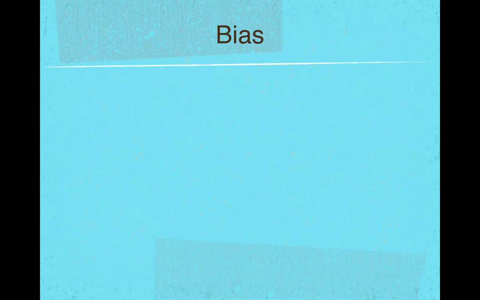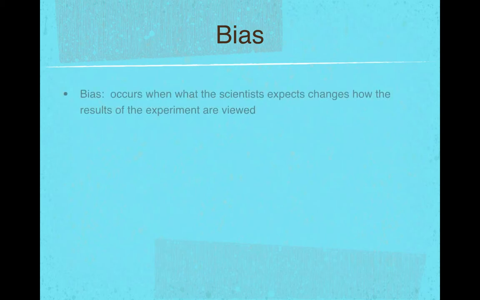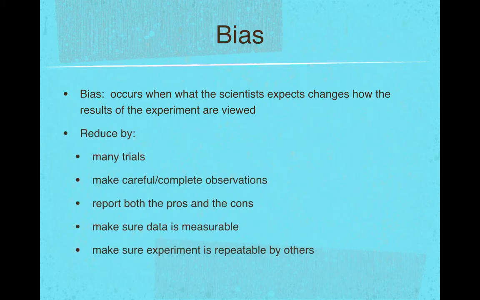One thing that comes in a lot of the time with experimentation is bias. Bias occurs when what the scientist expects changes how the results of the experiment are viewed. We had that definition last week. How can we reduce bias in our experiment? We can run lots of trials. The more trials, the more likely our results are to be reliable.